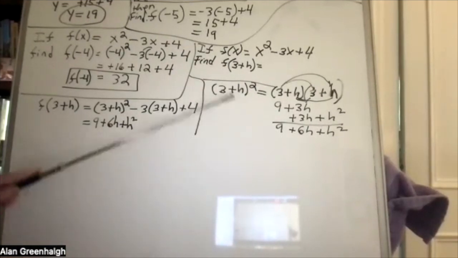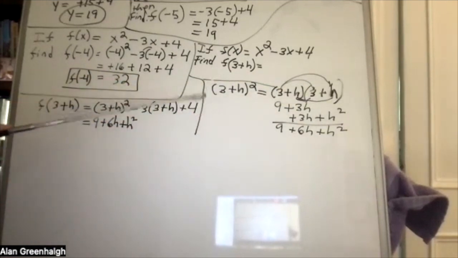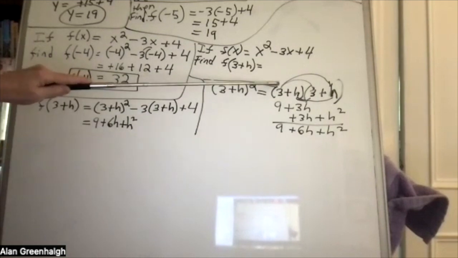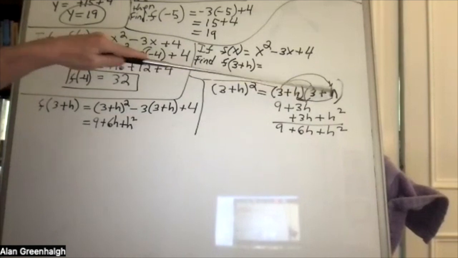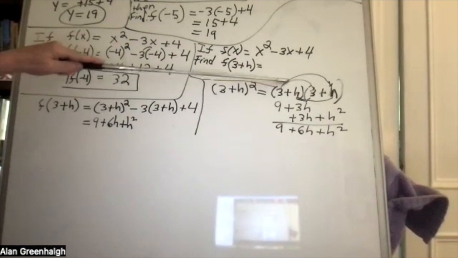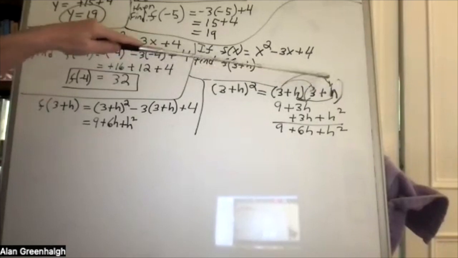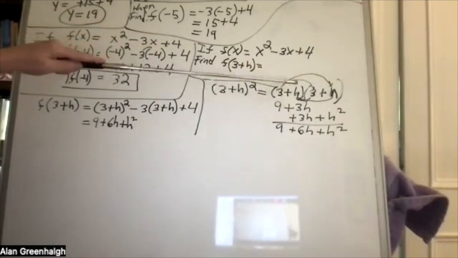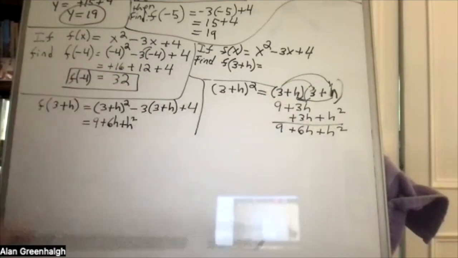Is there anybody who has a question about what I just did here? It's pretty obvious, right? You just take the 3 and multiply it by the 3 and the h, and the h by the 3 and the h. It's sort of like the distributive property, right? You're taking that 3 and distributing it between the two numbers in there, or letters, whatever. And then you add the like terms.